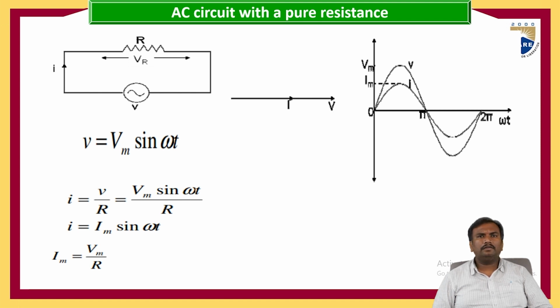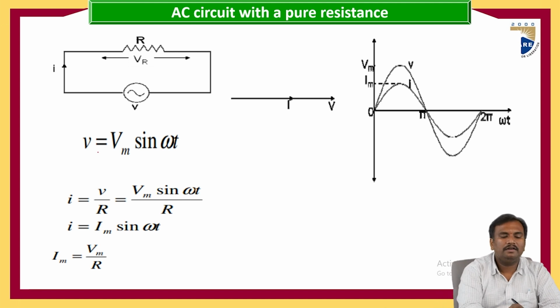Now, let us go with the AC circuit with resistance, inductance, and capacitance. How are we going to get the impedance of the three elements, resistor, inductor, and capacitor, and what will be the voltage-current phase relationships corresponding to these elements?